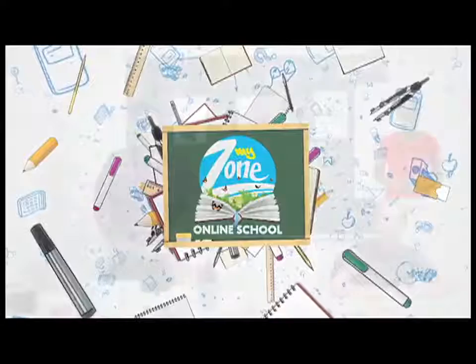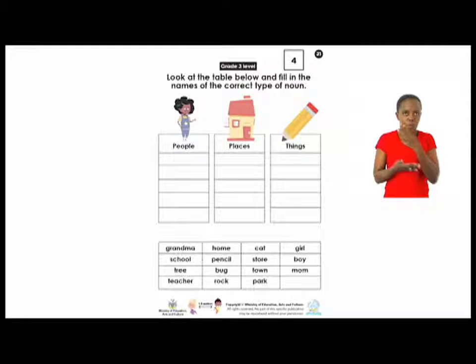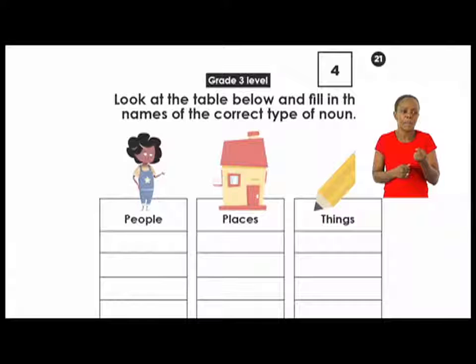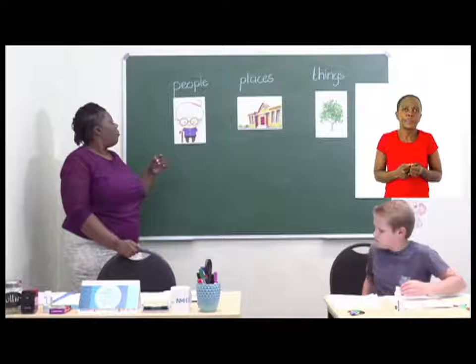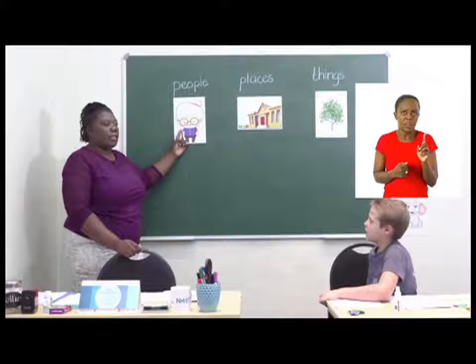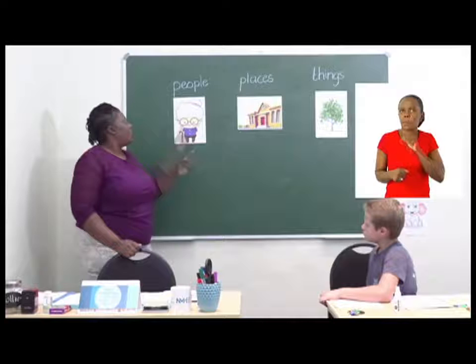Our lesson is coming from page 21. In the previous lesson, we learned that nouns are names of places, people, and things. I have a list of names that you're going to fill in using people, places, and things. I've given you an example on the chalkboard of people. Can somebody name this picture? Grandma. Yes. Grandma. This is grandma. This is a noun name for people.